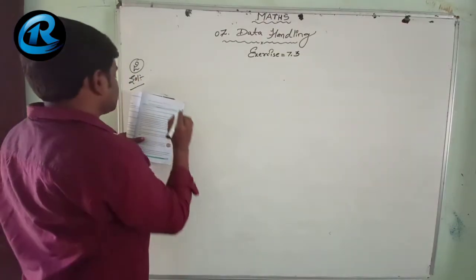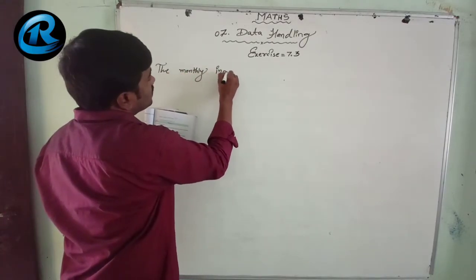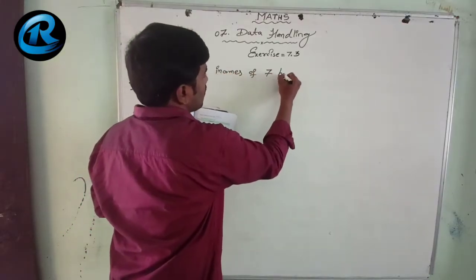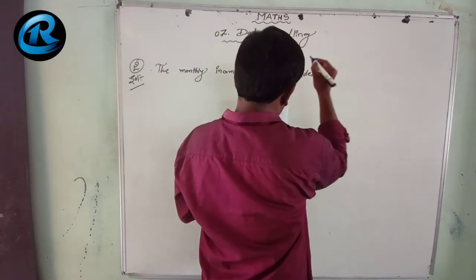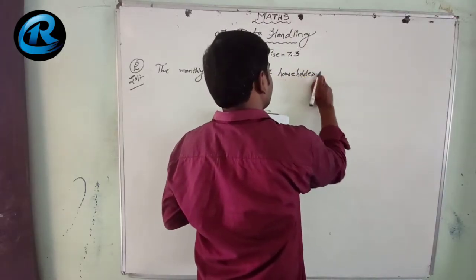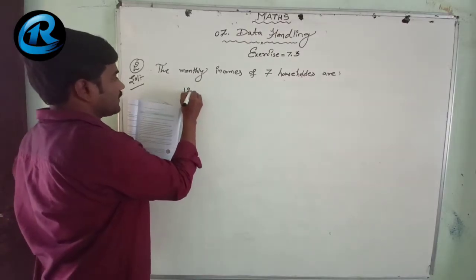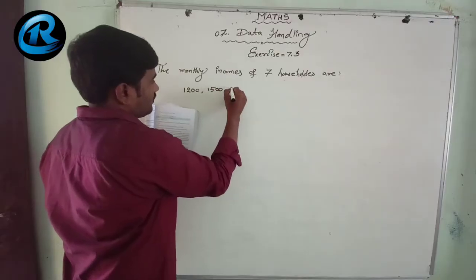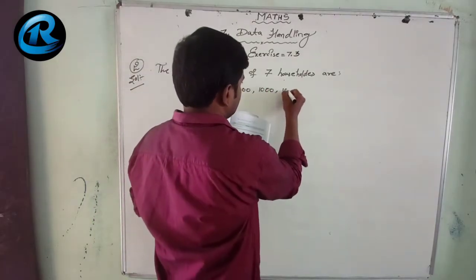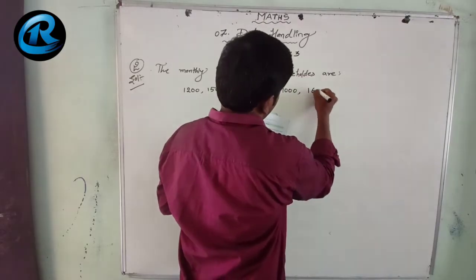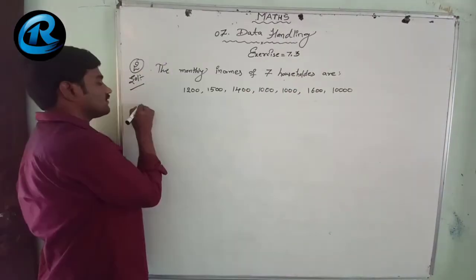Let us see that the monthly incomes of 7 householders are equal to, that is 1200 comma 1500 comma 1400 comma 1000 comma 1600 comma 10,000. Find the median of the 7 householders.